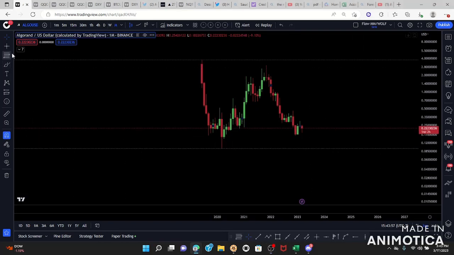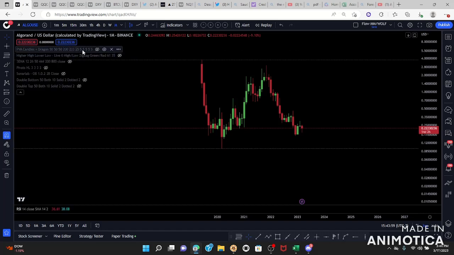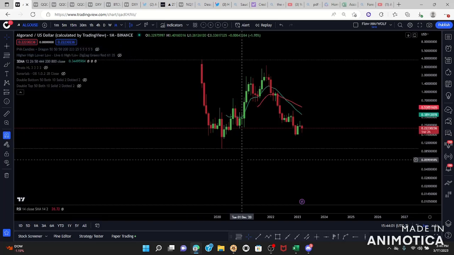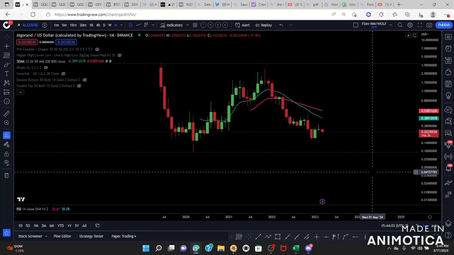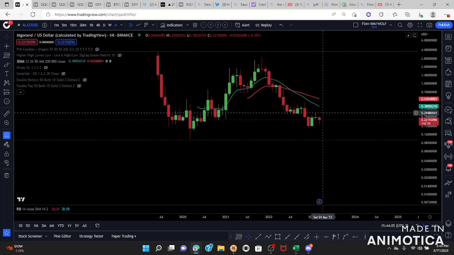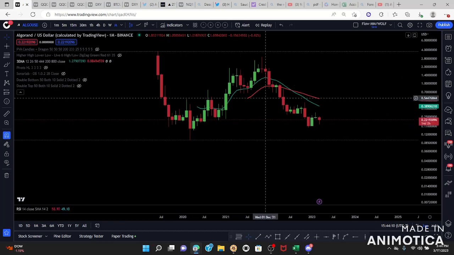Alright, let's go ahead and start on our monthly. Let's turn on our 12, 26 EMAs. We're going to be setting it up for our next trade, seeing where it's going. So just visualizing it right here in our monthly, we can see there's a bearish trend.